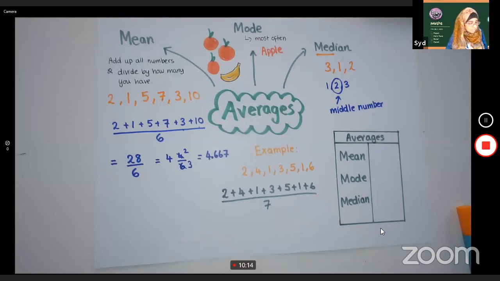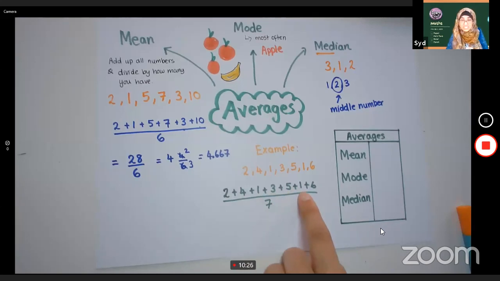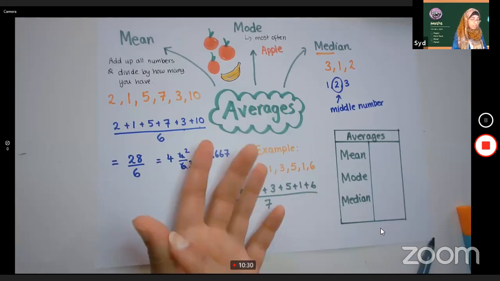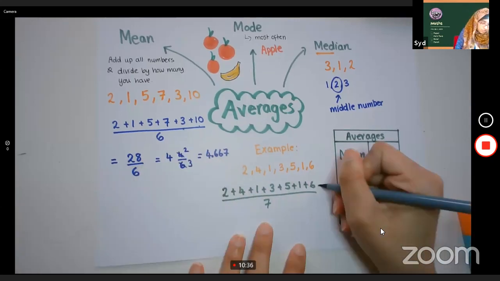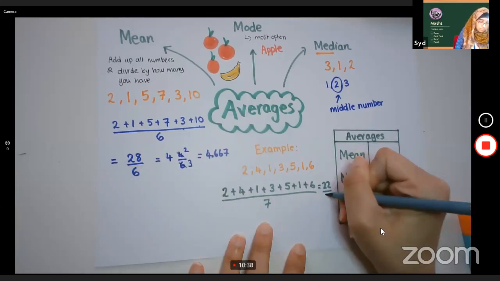Okay, so let's add this up. 2 plus 4 is 6, plus 1 is 7, plus 3 is 10, plus 5 is 15, plus 1 is 16, plus another 6: 17, 18, 19, 20, 21, 22. Okay, so we've got here 22 divided by 7.